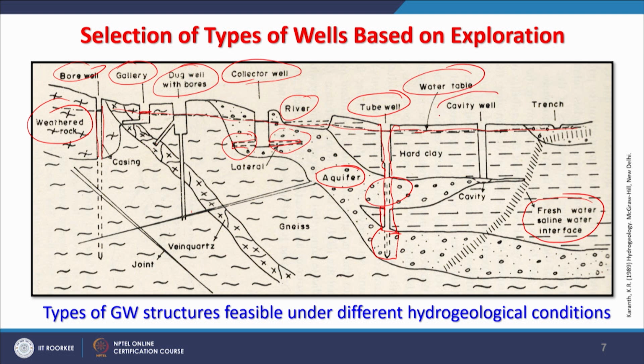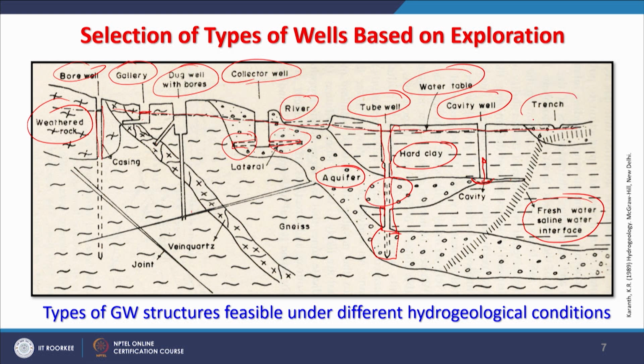Now, the cavity well, when we have a cavity scenario like here. So, this is hard clay or aquiclude, so there is no use of going deeper. Only up to this point it has gone, and then the cavity will supply water. Though these are shallow wells, they can provide some amount of water, because in this schematic it is almost the end of this aquifer.